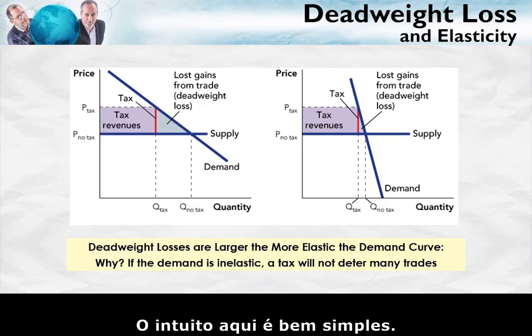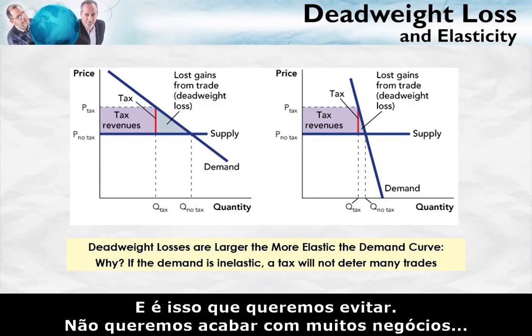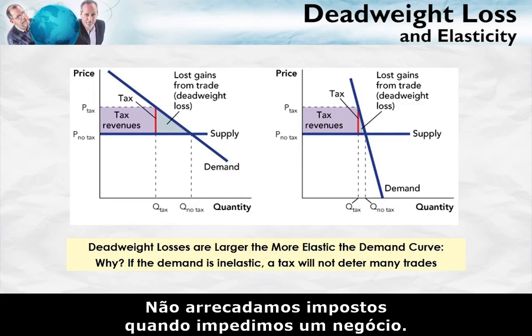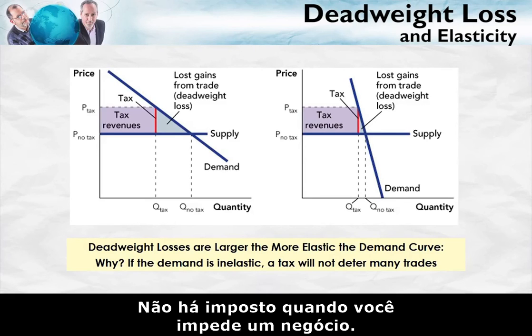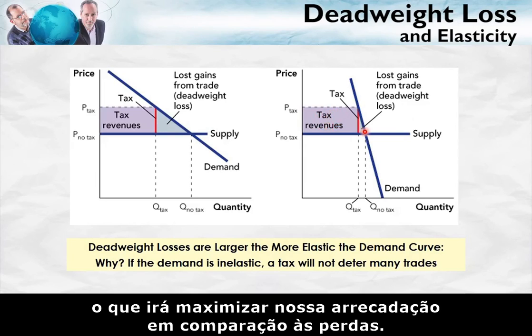The intuition here is pretty simple. If the demand curve is inelastic, then a tax won't deter many trades. And that's what we don't want. We don't want to deter a lot of trades because it's the lost gains from trade which create the problem. We don't get any tax revenue when we deter a trade. There's no tax revenue when you deter an exchange. So we want to make sure that we deter as few exchanges as possible, and that'll maximize our revenue compared to our loss.